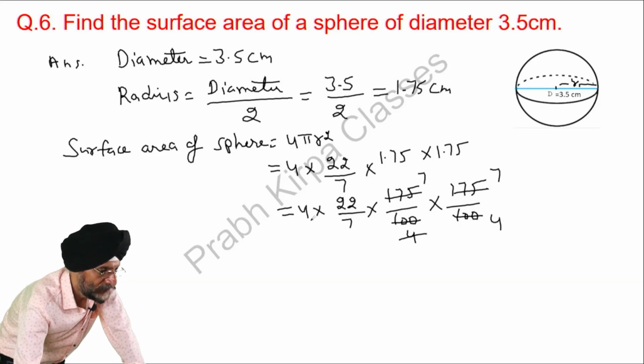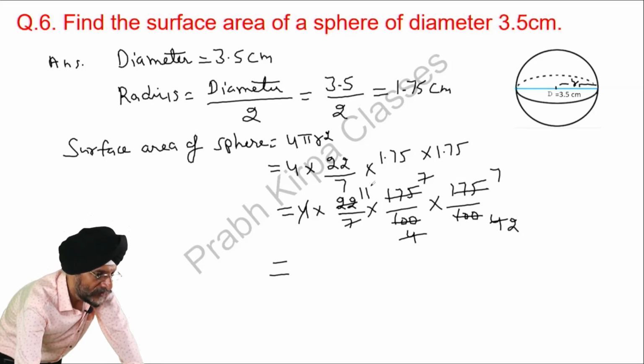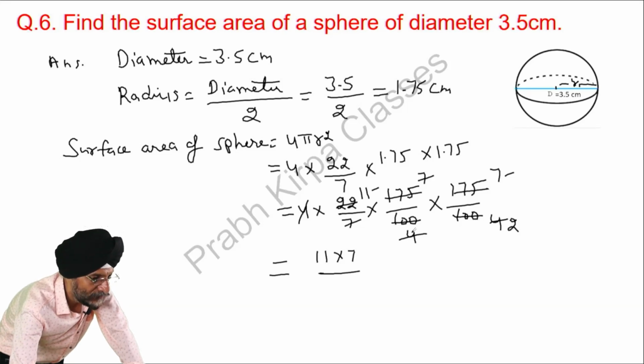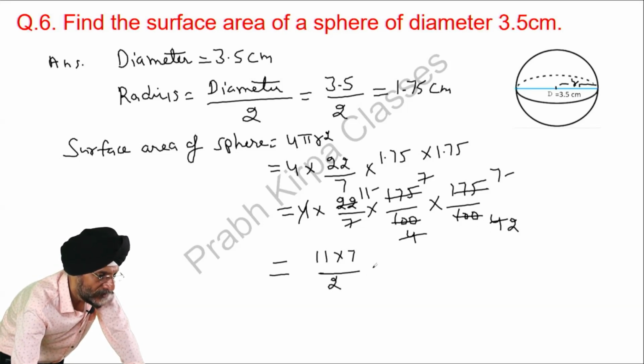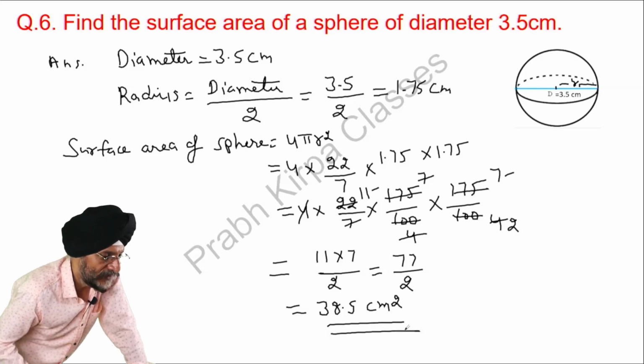Now we will remove this 4 with this. This 7 will be cut with this, and we will divide it by 2, and it will also be divided by 2. Now what is balance with us? This 11 and this 7 is balance. 11 into 7 over what is left below? It is 2. 77/2 is equal to 38.5 square centimeter. This is the answer. Surface area of the sphere is 38.5 square centimeter.